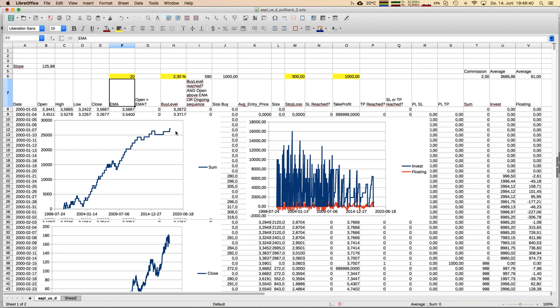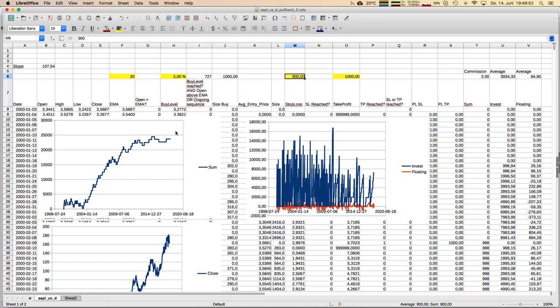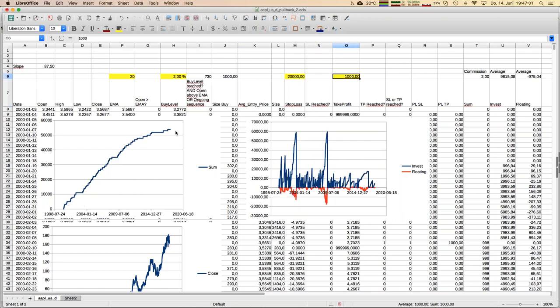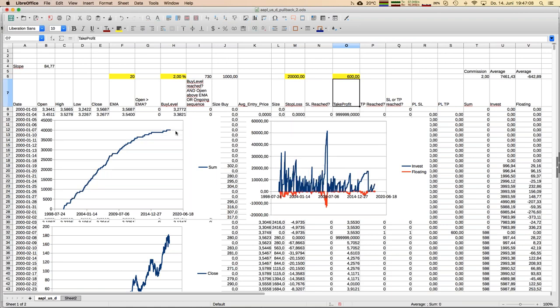And I want to share with you one really weird solution, just so that you see what's possible here as well. Let me go for a buy level of 2, and I go for a quite strange stop loss value. Let me go for a little bit bigger money, 20,000, and going down with a take profit to 600. Wow, what a nice equity. So it's really looking quite well.